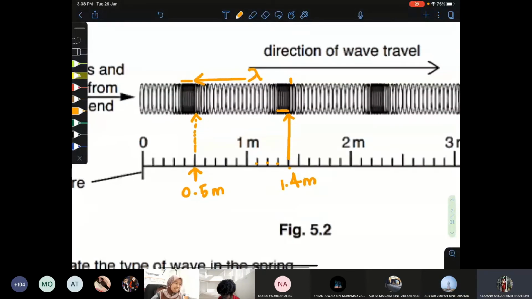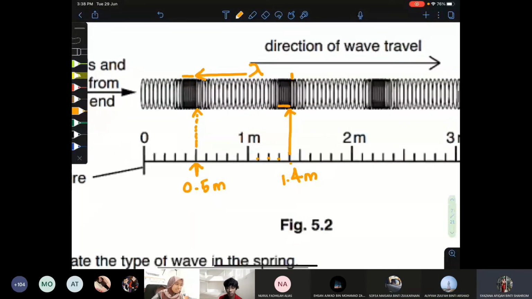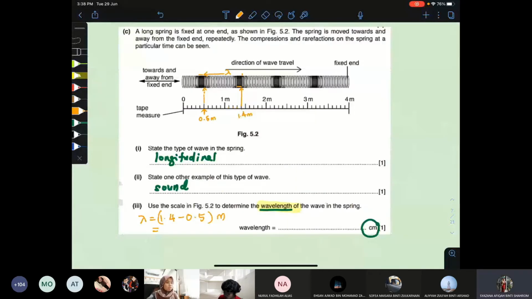Okay, so now you just minus off. The wavelength is... You can do the working, don't worry. Sometimes students don't want to, they just give the answer. So do the working here and be careful with the unit. So what is the answer? 1.4 minus 0.5 is 90 cm. Okay, so that's the answer. And then 0.5, you have to convert. So before that, you do the 90 cm first. There, okay. So you can see the trick with the 1.4.